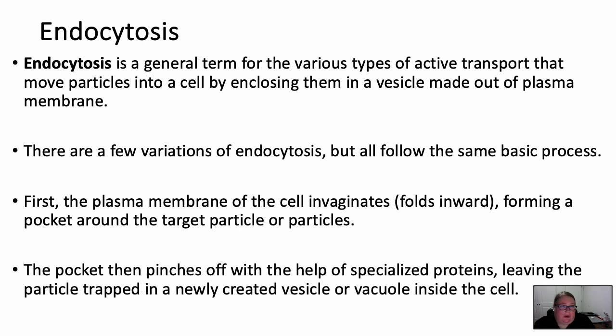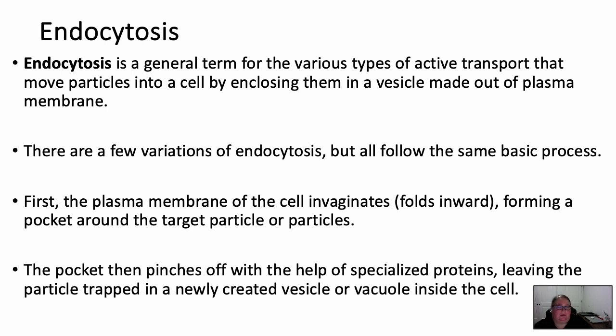Well, the answer is a process called endocytosis. If you remember, endo means in, cyte means cell. So endocytosis means into the cell. There are a lot of different types of endocytosis, but in general, endocytosis is a form of what we call active transport, so it uses energy. It moves large molecules and large pieces of other cells and debris into the cell by enclosing them in something we call a vesicle that we make out of the plasma membrane.